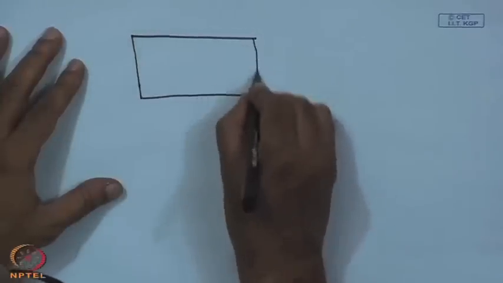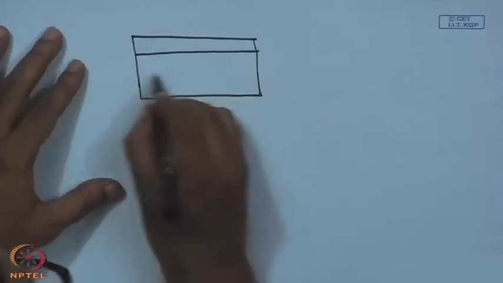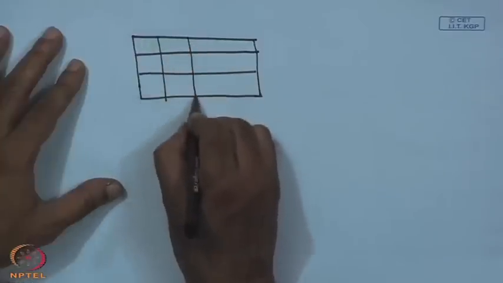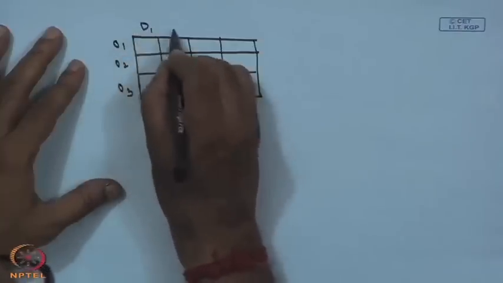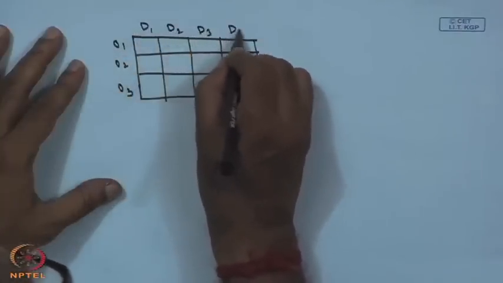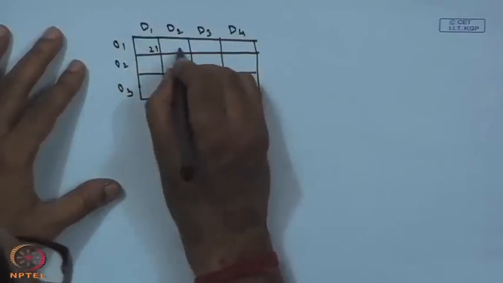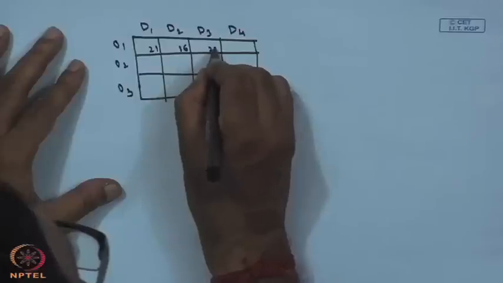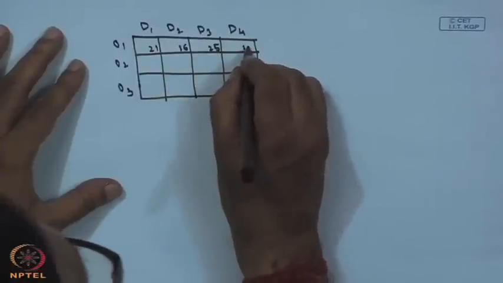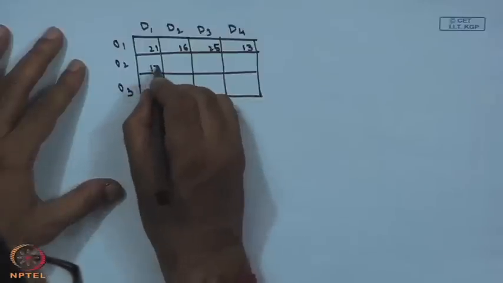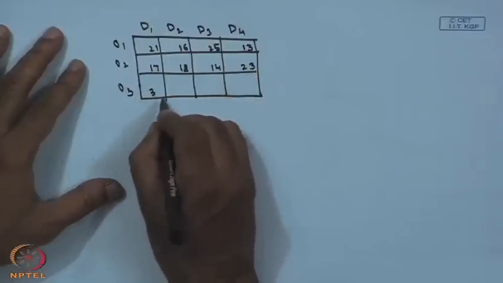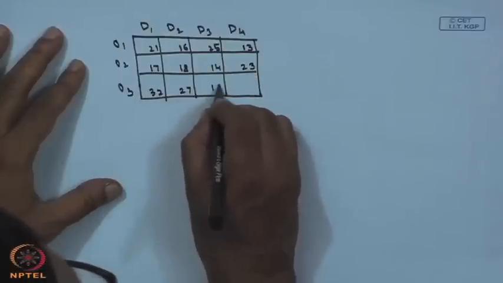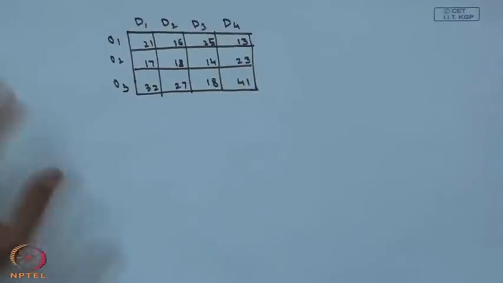I am having 3 rows and 4 columns. So, I am having origin 1, origin 2, origin 3, destination 1, destination 2, destination 3 and destination 4 here. The costs are written as 21, 16, 25 and 13. Here it is 17, 18, 14 and 23. Here it comes 32, 27, 18 and 41. Let me take the other pen.